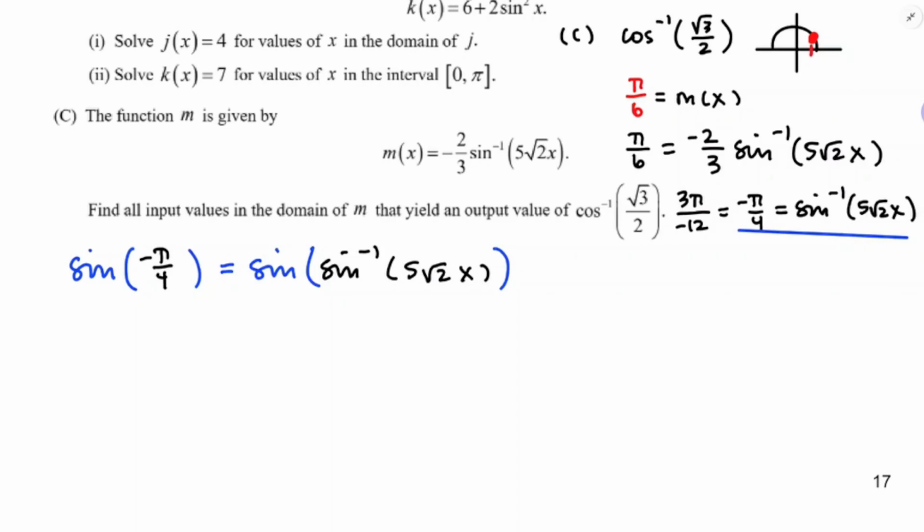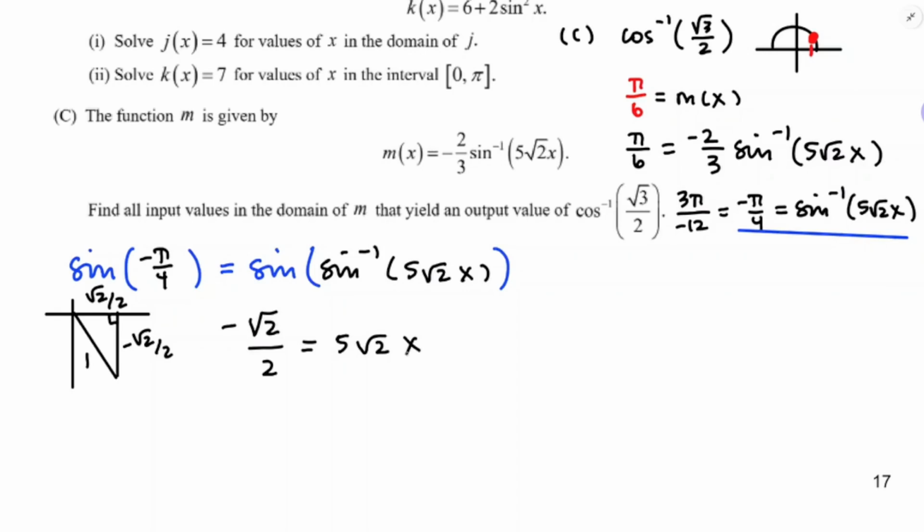The sine of arc sine, those are going to cancel each other out because they're inverse functions. Sine of negative pi over 4, I'm going to draw a little trig diagram. Negative pi over 4 is down here, and that's supposed to be a 45-45-90 triangle where the hypotenuse is 1, and both of these legs are going to be root 2 over 2. But since I'm in the fourth quadrant, that leg is going to be negative, and sine is opposite over hypotenuse, negative root 2 over 2. And that's equaling 5 square root of 2 multiplied by x.